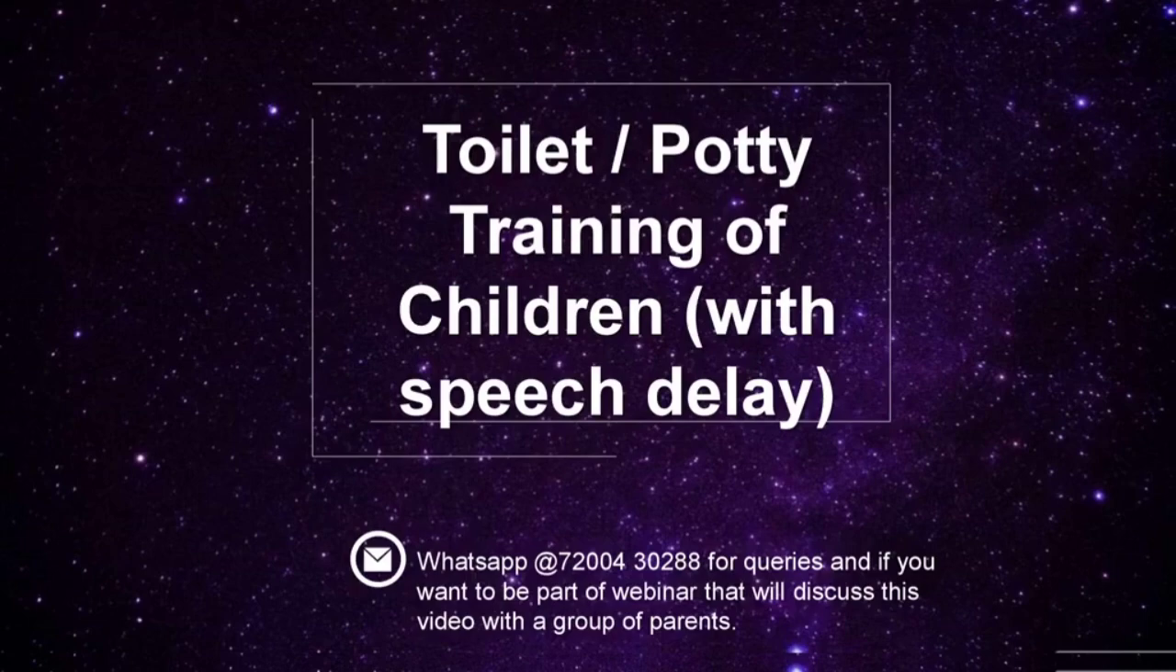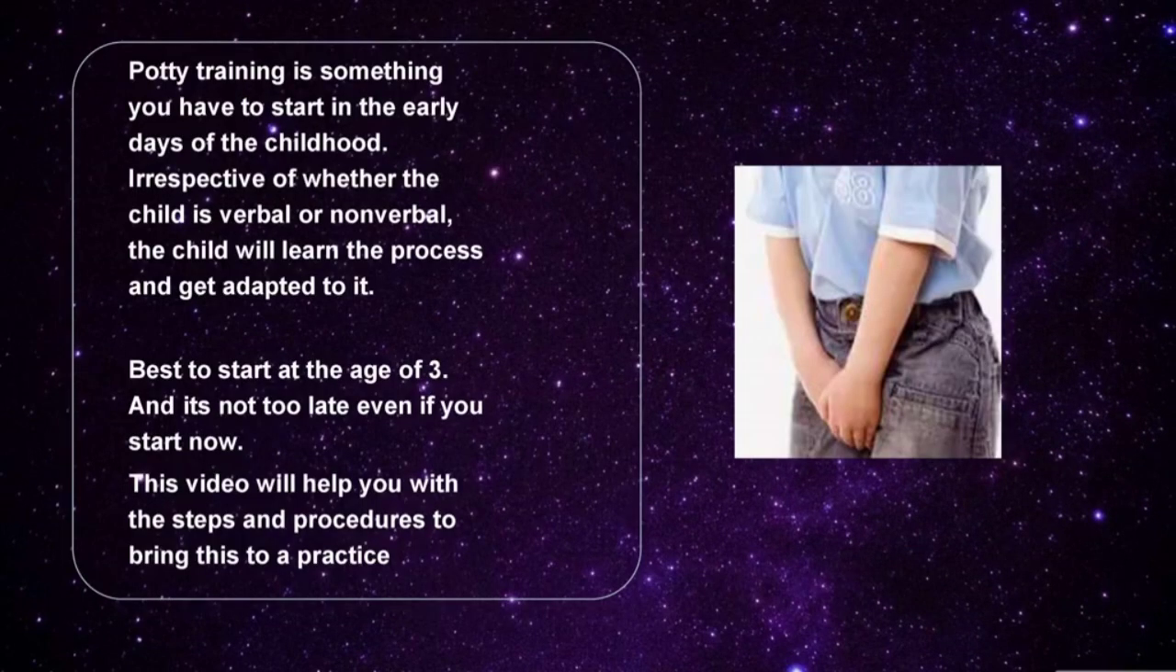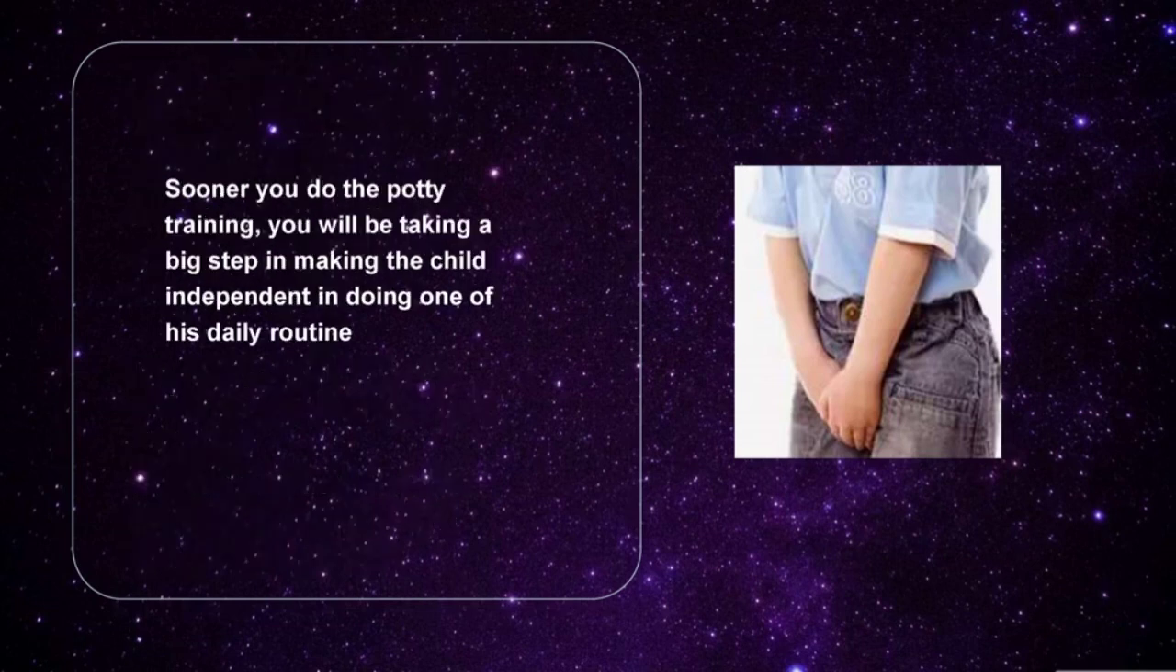Potty training is something you have to start in the early days of childhood. Irrespective of whether the child is verbal or non-verbal, the child will learn the process and get adapted to it. It's best to start at the age of 3 or even before 3, and it's not too late even if you start now. This video will help you with steps and procedures to bring this into practice. So use keywords pertaining to the language which you are using.